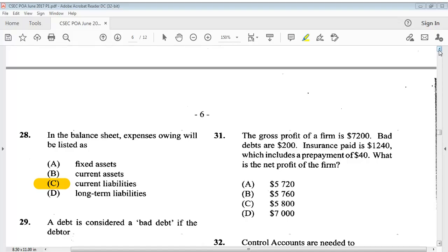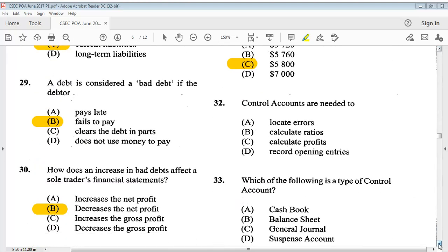We're left with $1,200. So when we add our insurance, $1,200, plus our bad debts, 200, that's $1,400. That's our total expenses. And then we deduct that $1,400 from the gross profit, 7,200. We're left with C, 5,800. Let's go on to 32.